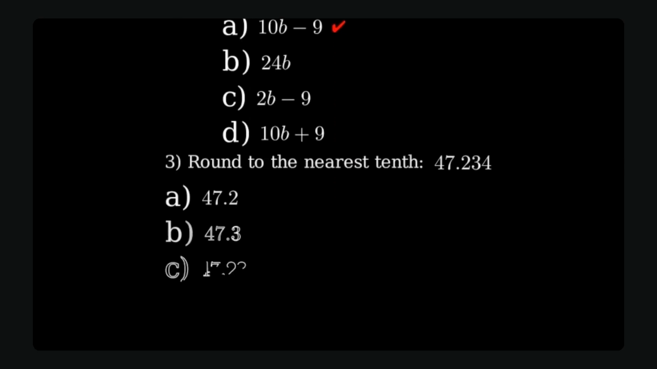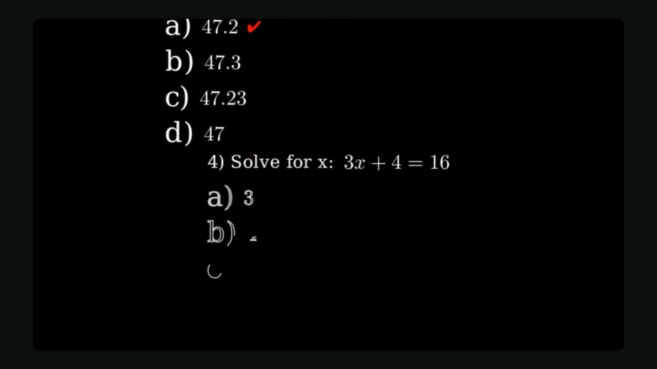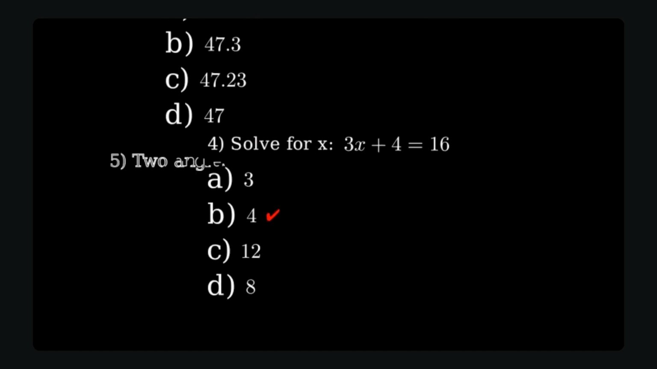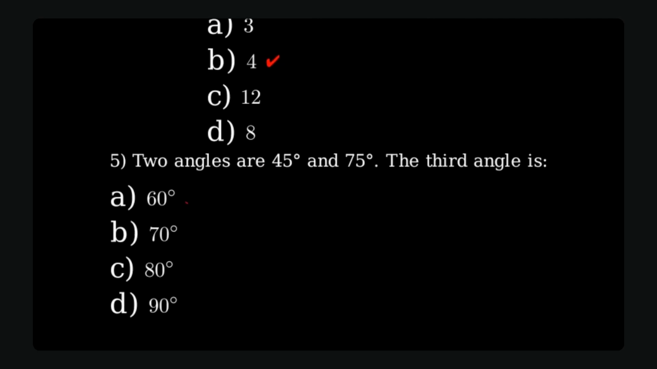Question 3. Round 47.234 to the nearest tenth. The correct choice is 47.2. Question 4. Solve for x. 3x plus 4 equals 16. The correct choice is x equals 4. Question 5. In a triangle, 2 angles are 45 degrees and 75 degrees. The third angle is 60 degrees.